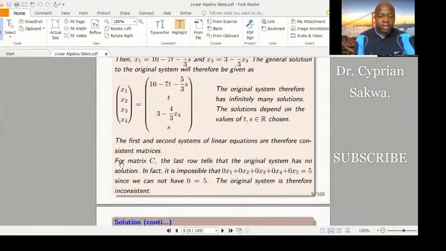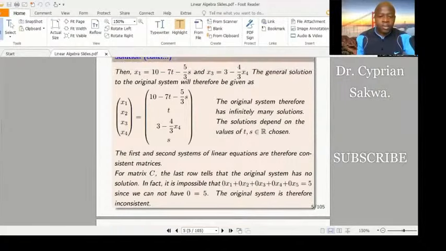That's what I've written here: for matrix C, the last row tells us that the original system has no solution. In fact, we would have 0x1 plus 0x2 plus 0x3 plus 0x4 plus 0x5 equals 5. And you see the left-hand side gives us a total of 0, and the right-hand side is giving us 5. That is not possible. We cannot have 0 equals 5. And therefore, that system has no solution. That is an example of a system that has no solution. You can see that after reducing the system to echelon form, we were able to tell that the original system had no solution. Let's look at the last matrix.